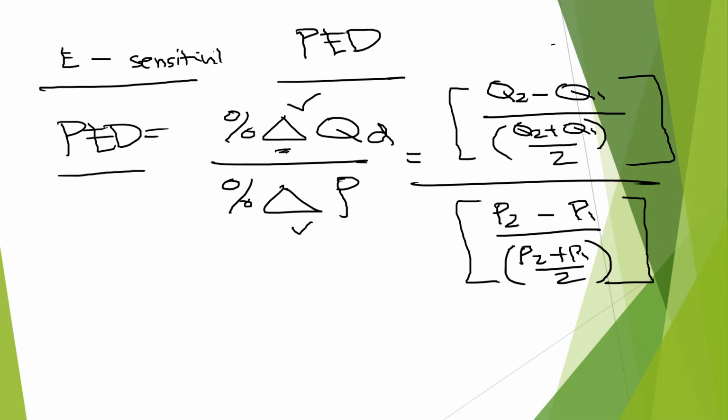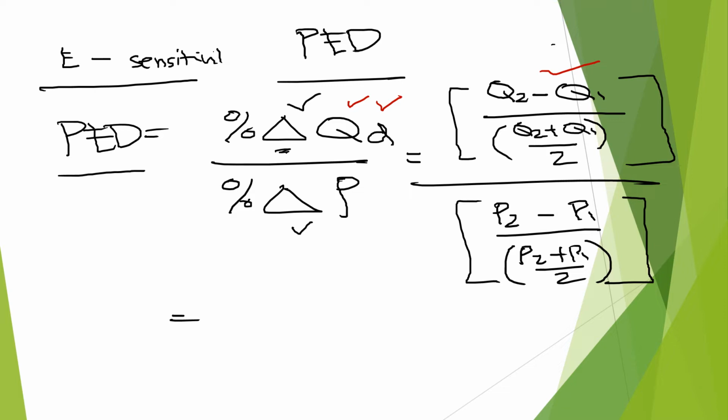Now please take note again. Please remember that this is the general format of the formula. If we're talking about the price elasticity of supply, then instead of QD, it will just become QS. So QS2 minus QS1 divided by the average of your QS2 and QS1. But the price will still be P2 minus P1, etc.